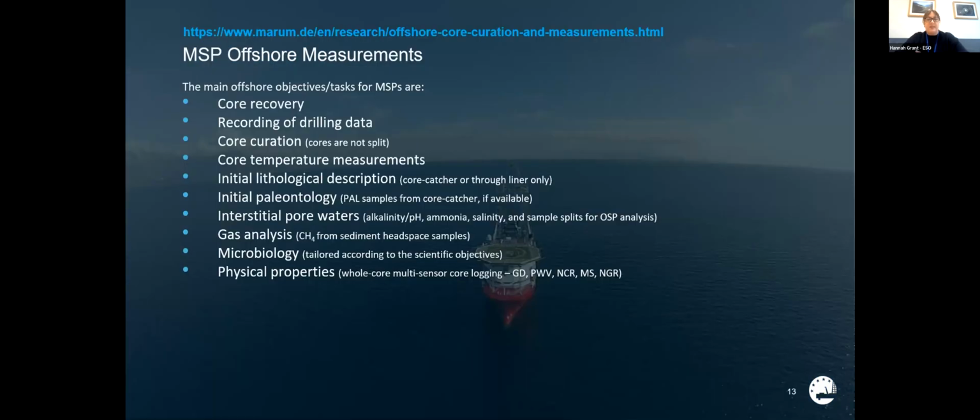So in terms of measurements, here is a list of measurements that are typically acquired offshore on MSPs. I explained earlier that the limited space and accommodation on most MSP platforms means we need to focus on high quality core recovery, some initial core description and capture of ephemeral, geochemical, microbiological, and physical property measurements.